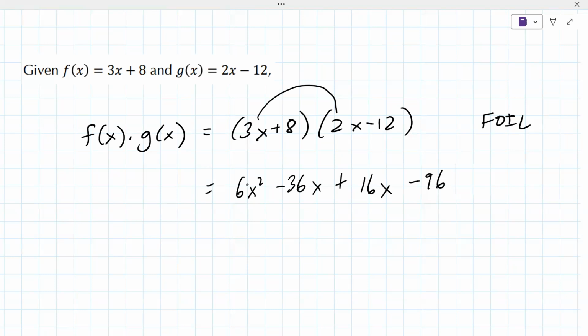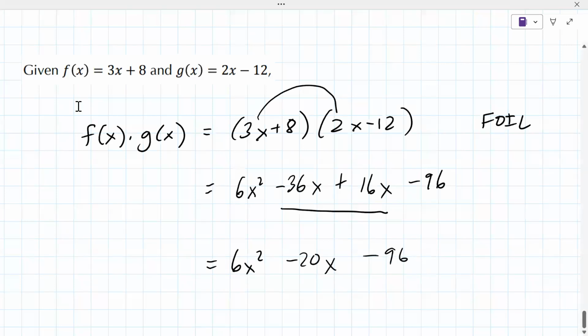Can you combine like terms? Any like terms that you can combine there? Actually, no. You can typically combine the outer and the inner terms, except for the main two. Let's see, that would be negative 20x. Anything else? Yeah, minus 96. Yes, there you go.